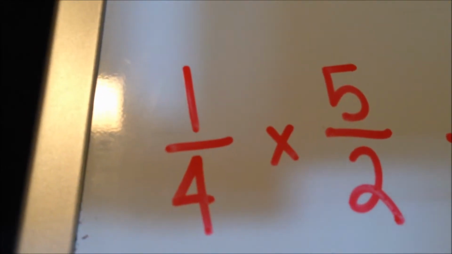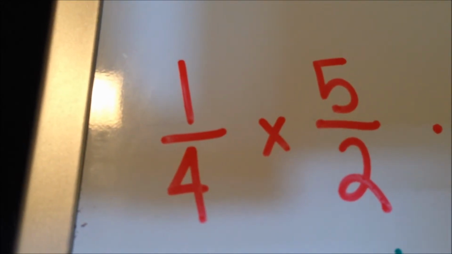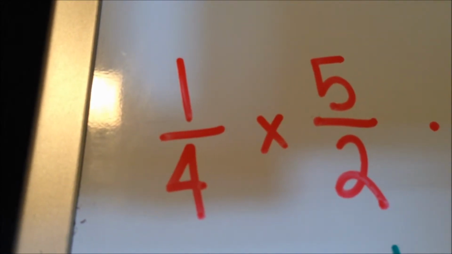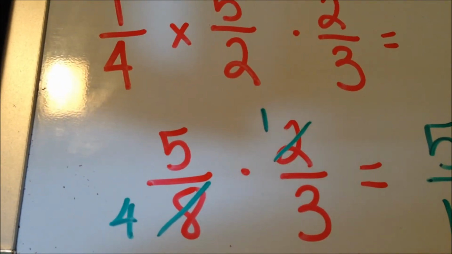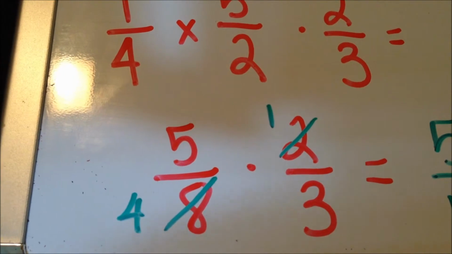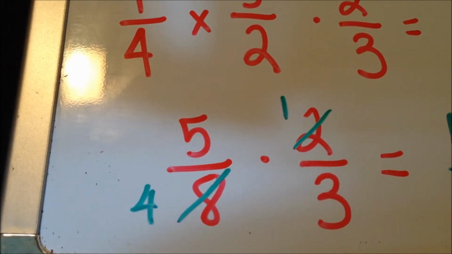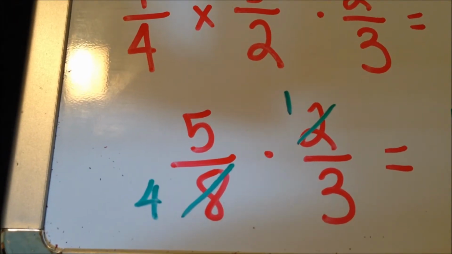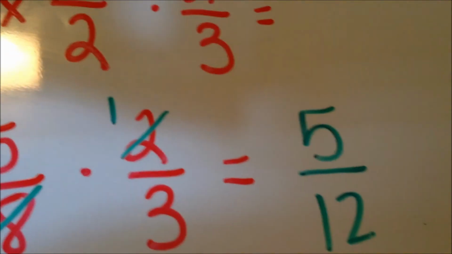There's no cross reducing we can do now that it's a multiplication problem, so we end up with 5 over 8. So now we have 5/8 times the remaining fraction 2/3. You'll notice that I cross-reduced. 2 and 8 are both divisible by 2, so we end up with 1 and 4. So our final answer is 5 over 12.